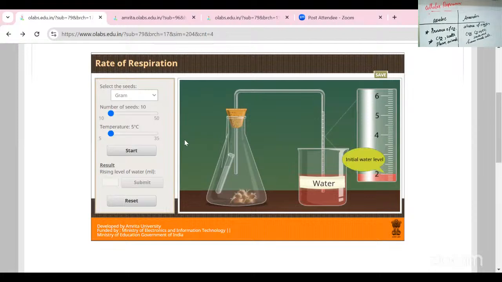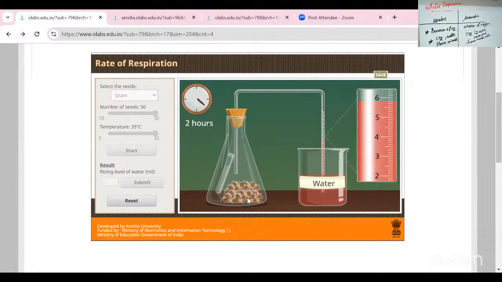Gram, green gram, black gram, like that. So the number of seeds is 50. Temperature is also high, 35 degrees centigrade. The basic initial level is 2. The process starts. Yes, it is moving fast because the temperature level is high, 35 degrees centigrade in this area. So the respiration process is also fast.